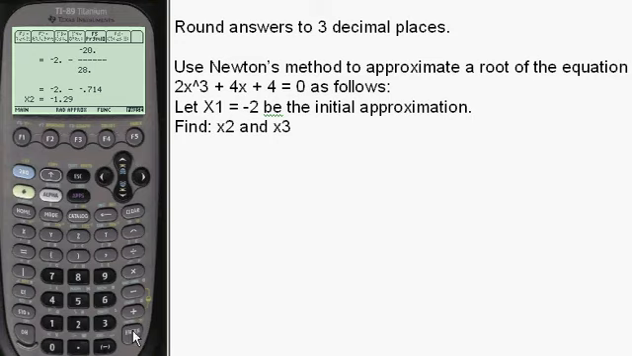Now we substitute that into the formula for x3 and work the problem again. And x3 is minus 0.898. So you found that x2 and x3, we can do one more if you want.